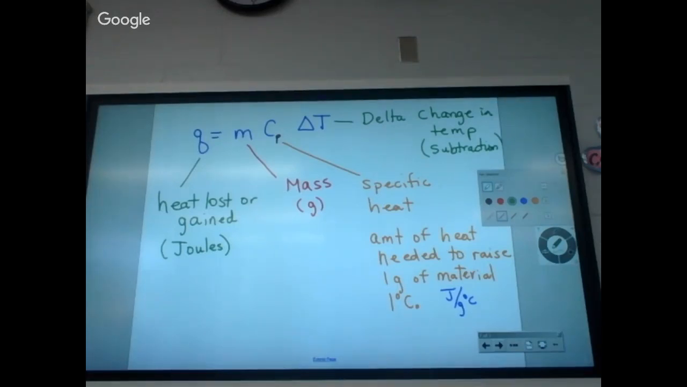Now, before we calculate, I want to talk a little bit about what specific heat is and what it means, and then we're going to do the calculations.